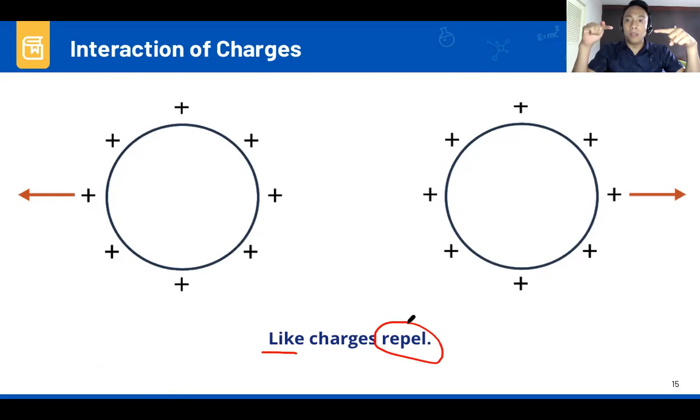Positive, positive. Hindi sila pwedeng mag-meet. Para kayo ng crush mo. Ganun. Joke lang. So, hindi kayo pwedeng mag-meet. Positive, positive, hindi pwedeng mag-meet. Negative, negative, hindi pwedeng mag-meet. Negative, positive, pwedeng mag-meet. Is that clear?